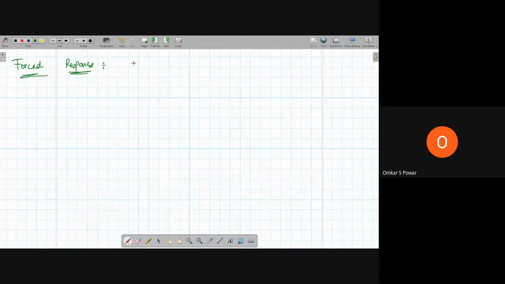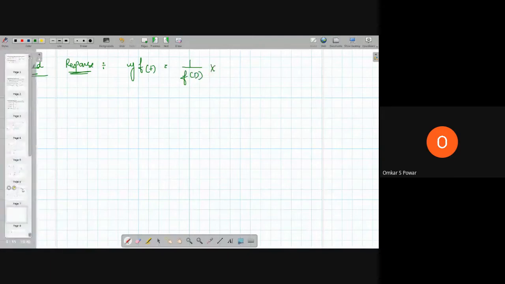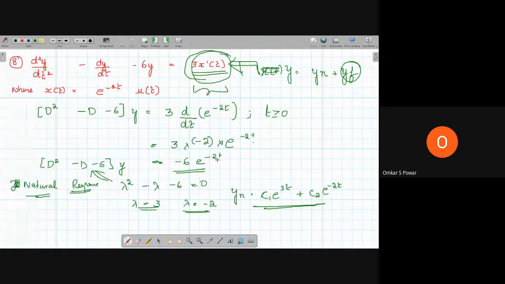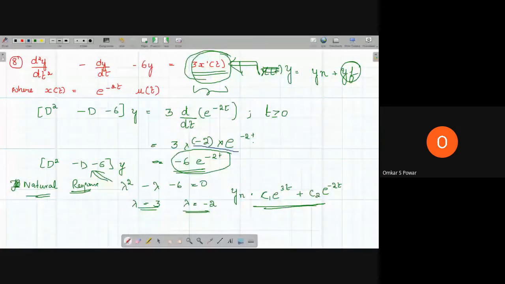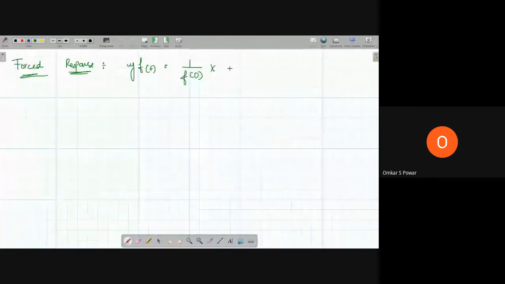So y forced of t is equal to 1 by f of D into whatever x of t it is there. So we will go back here, and what is your x of t? Minus 6 e power minus 2t. So I will use this blue color here. This is your x of t. Minus 6 e power minus 2t.